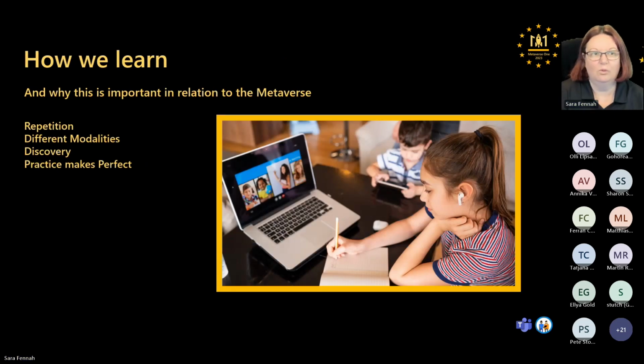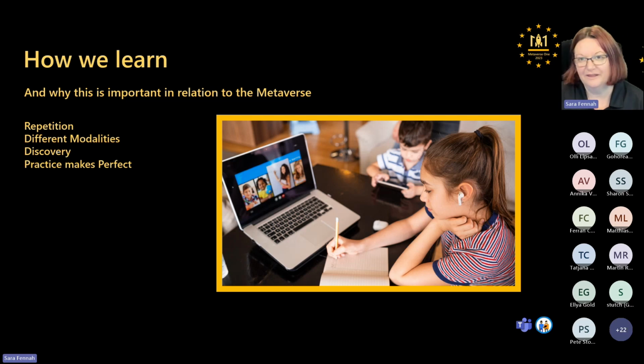Okay, so it's important to always consider how we learn. If we're going to bring tools, techniques, and flexibility, if you like, into our learning environments, we need to know why we're doing it. It's no good bringing something in for the sake of it. It's got to have a reason, it's got to have a purpose. And in education and training, that purpose is to facilitate learning, to help people learn. So we've got to understand how they learn.